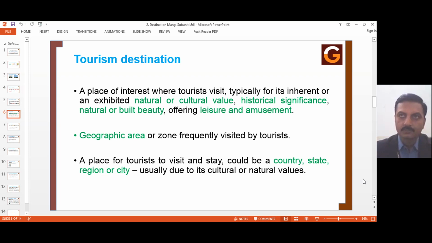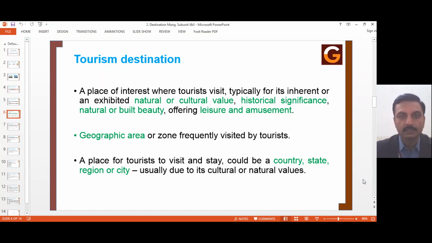So it may be related to a structure which has been built by a human being. It may be natural also. It may be defined by a particular geographical area also. It may be small or large depending upon the nature of the tourism destination. So it can also be defined as a place for tourists to visit and stay. Could be a country, state, region or city.